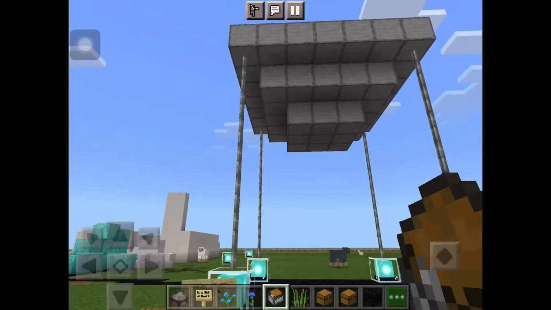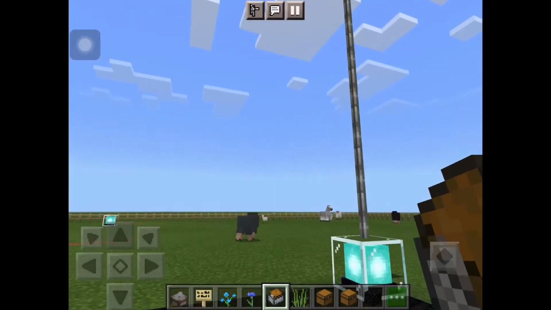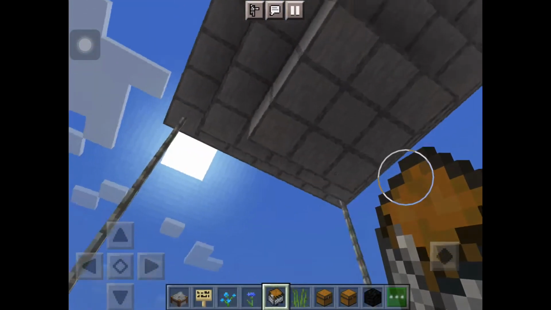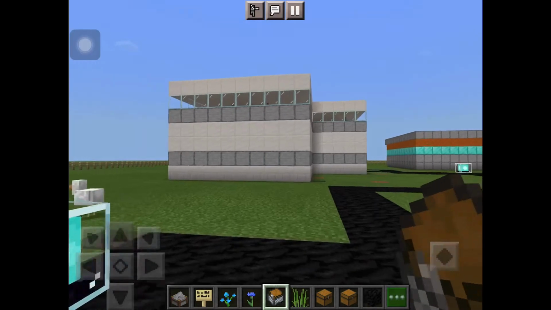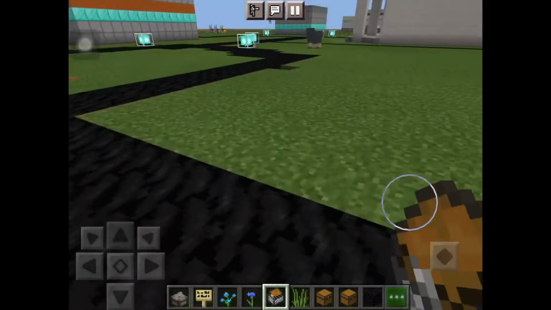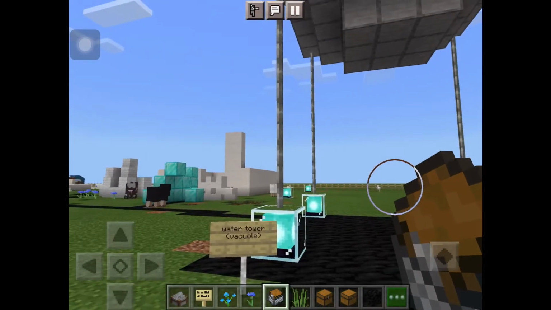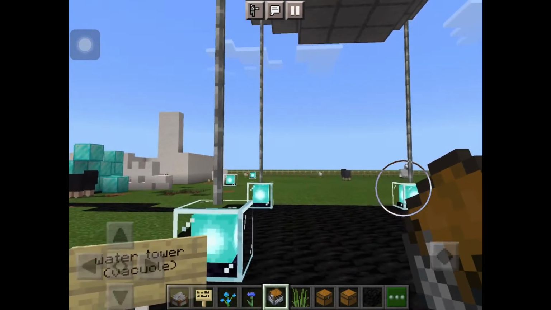And now we're at the water tower, which is the vacuole, and it's the space within the cell enclosed by the membrane containing the fluid for the cell. And the water tower is containing the fluid for the city.